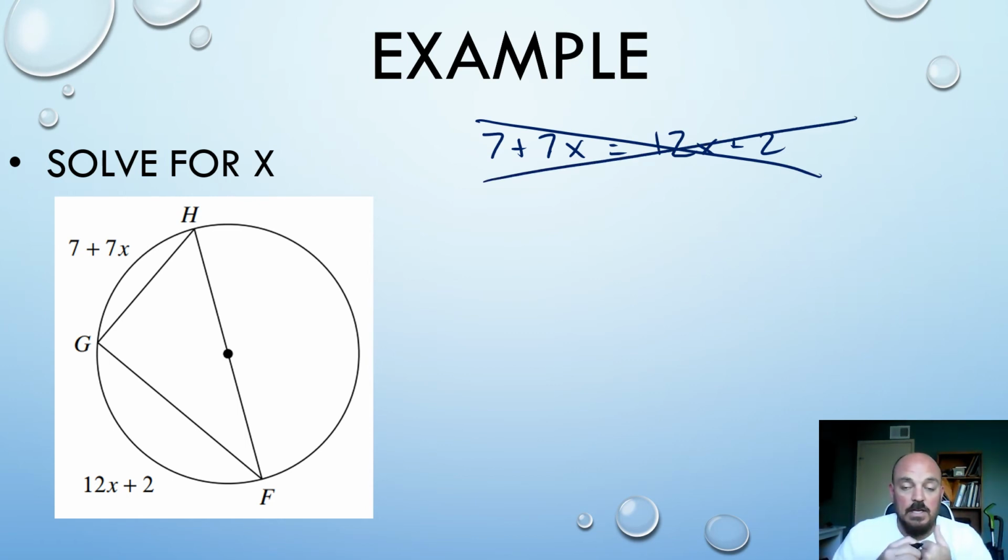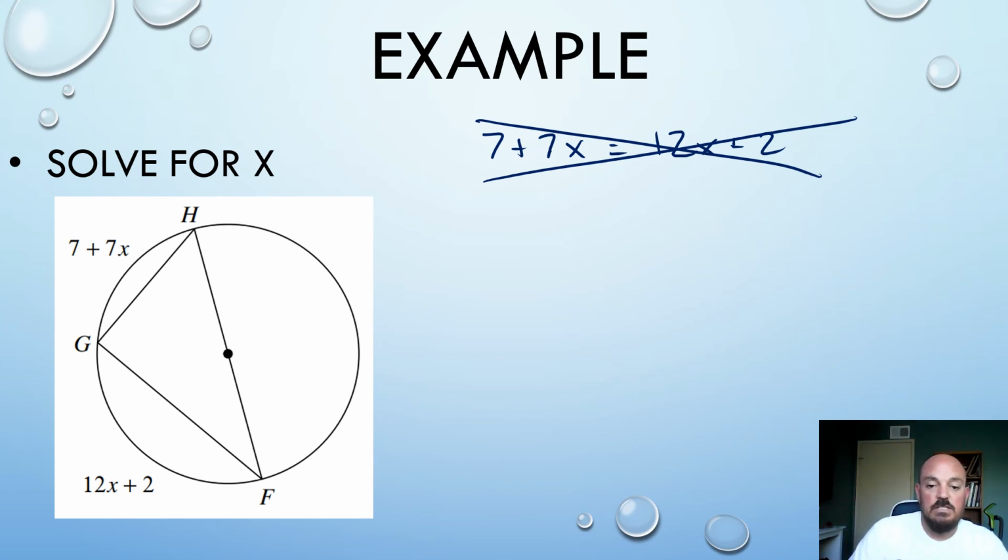Because those two arcs are not equal. If you look at them, the one on the bottom is actually bigger than the one on top. If you say two things are equal when they're not equal, it doesn't matter how much work you do, you're not going to get the question right. So what we need to do is figure out a different relationship here.